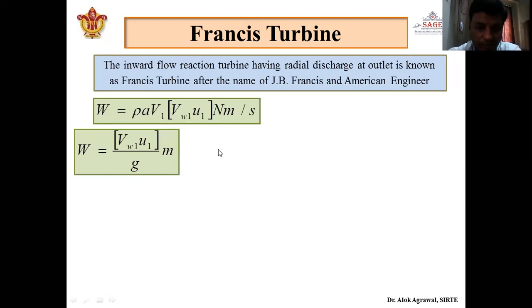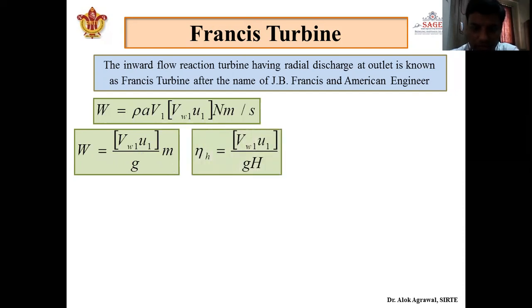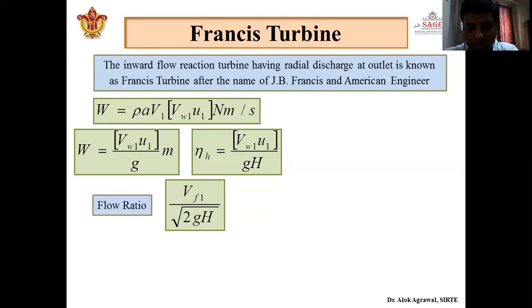Next, when we talk about work done per unit weight of water striking per second, then it reduces to Vw1 U1 by g, that we have already seen in case of radial flow reaction turbine, and the unit of this work will be meter. Next is hydraulic efficiency, which will be given by Vw1 U1 by gH.